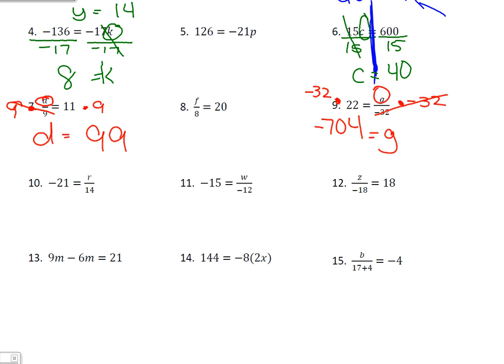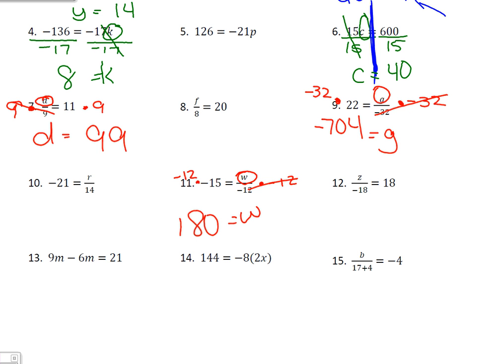Okay, again, let's do one more. Let's do 11 here. The idea is to get my letter, which is W, by itself. What they did was they divided by negative 12. So I'm going to multiply by negative 12. I multiply the right side by negative 12. I multiply the left side by negative 12. The 12s cancel, leaving me with W. And negative 12 times negative 15 is 180.